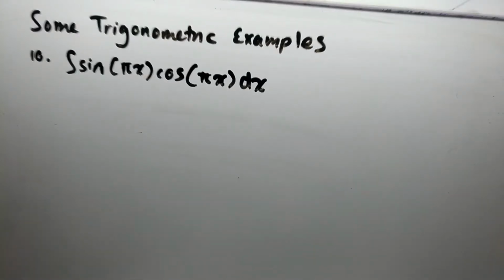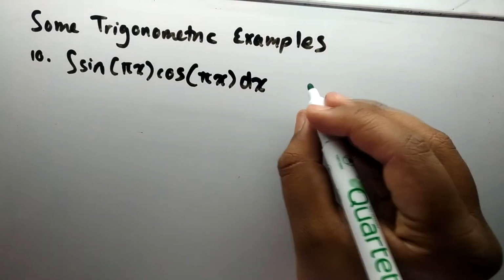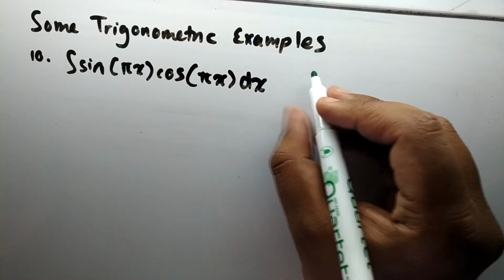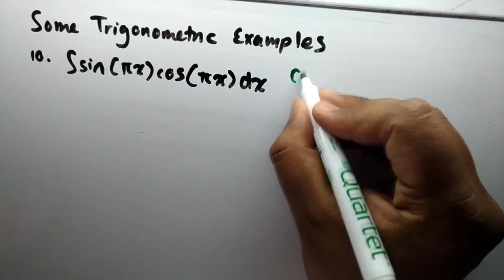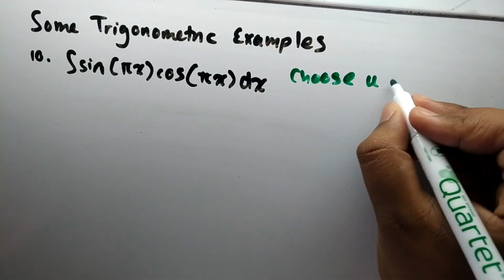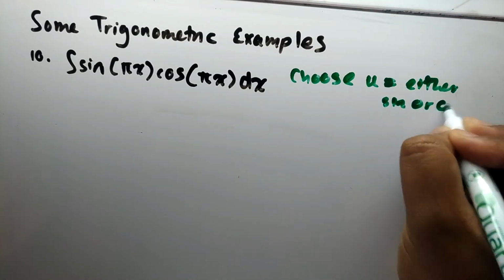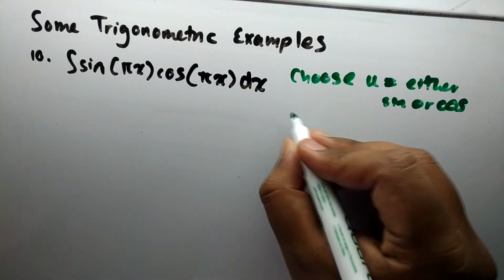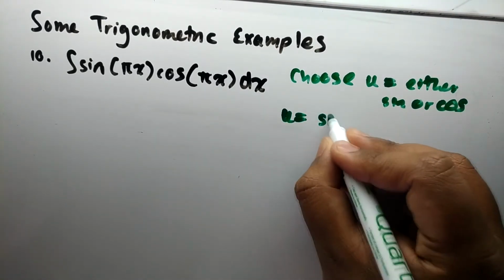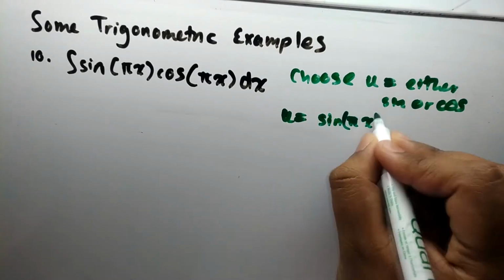Before I wrap up the video, I'd just like to go over some trigonometric integral examples of u sub. And you probably won't be tested on many of these at this point in time. But let's look at this example. For sine pi x times cos pi x, you can actually choose either cos or sine as your u, because if you remember, the derivative of sine is cos, and the derivative of cos is negative sine.